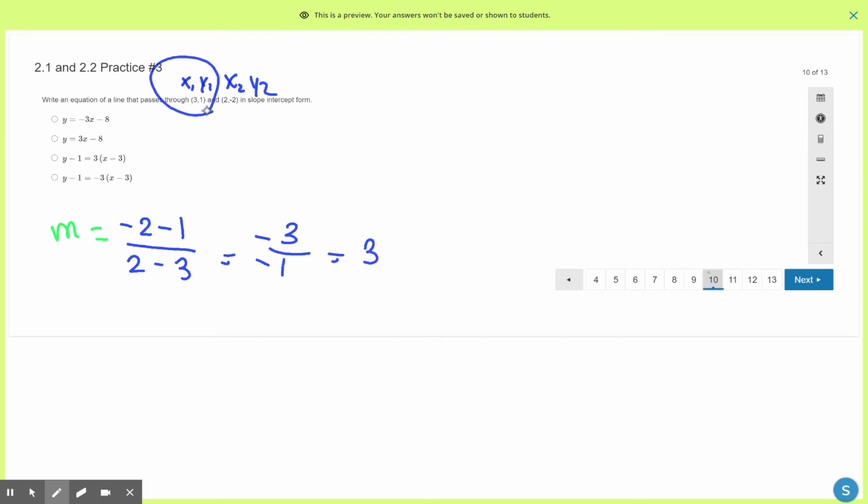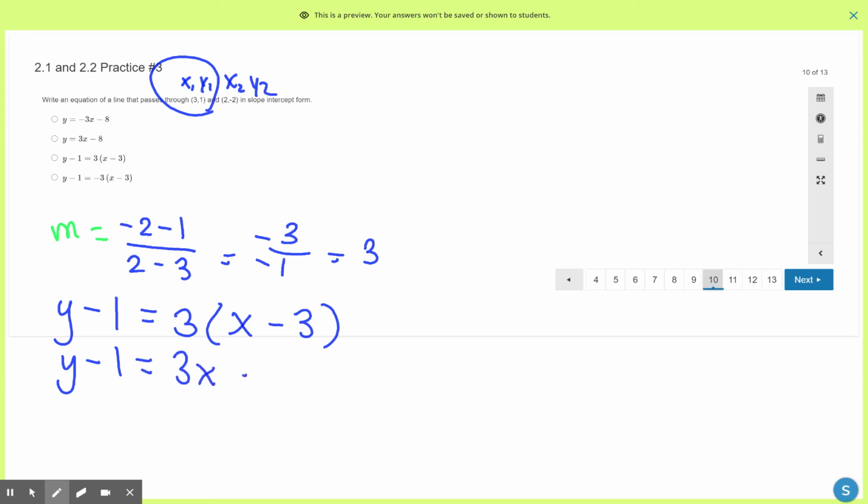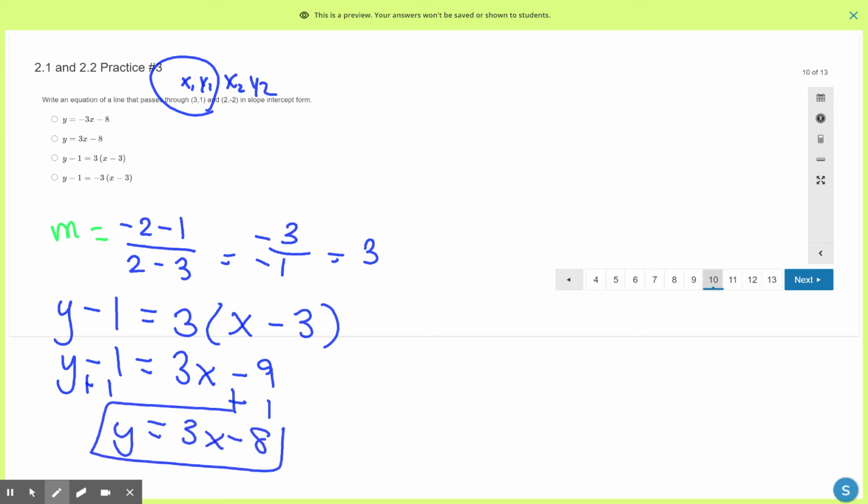And then I'm going to pick any ordered pair, and I'm going to plug it in. So y minus y1, which is 1, equals 3 times x minus 3. So it says slope-intercept form, so that means I'm going to have to distribute. And then y equals 3x minus 8.